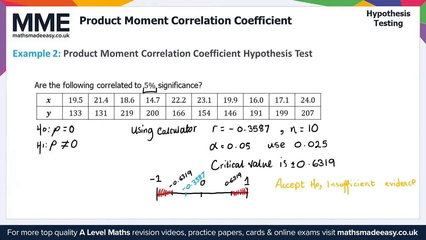So there's insufficient evidence to suggest the variables are correlated. Okay. And that's simply all we need there for our conclusion regarding the outcome here. So we've accepted H0, we've just said there's insufficient evidence to suggest the variables are correlated. And that gives us the solution to example 2 there.